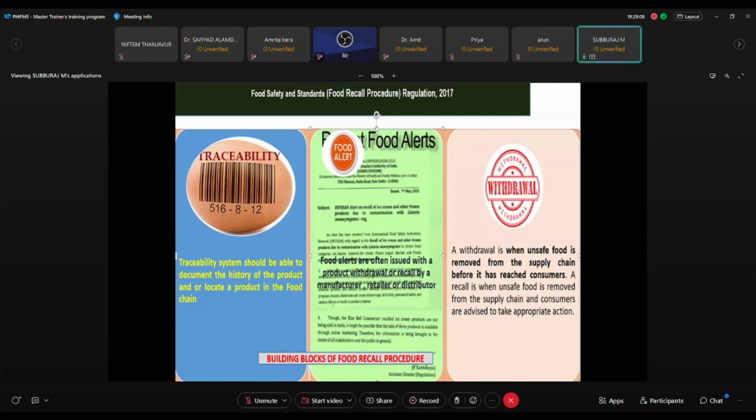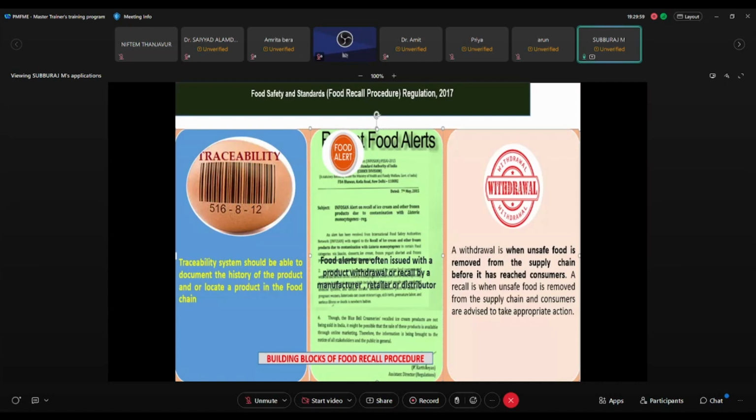You see that traceability, food alert, and withdrawal are highly associated. Traceability, as I already told, means at each and every step we have to think about where we took this material from, one step forward and one step backward. Food alert means if anything is going wrong, it is our duty to take it back before it gets worse. That is known as a food alert. And what about withdrawal? Withdrawal means the unsafe material is removed from the supply chain before it reaches the consumer.